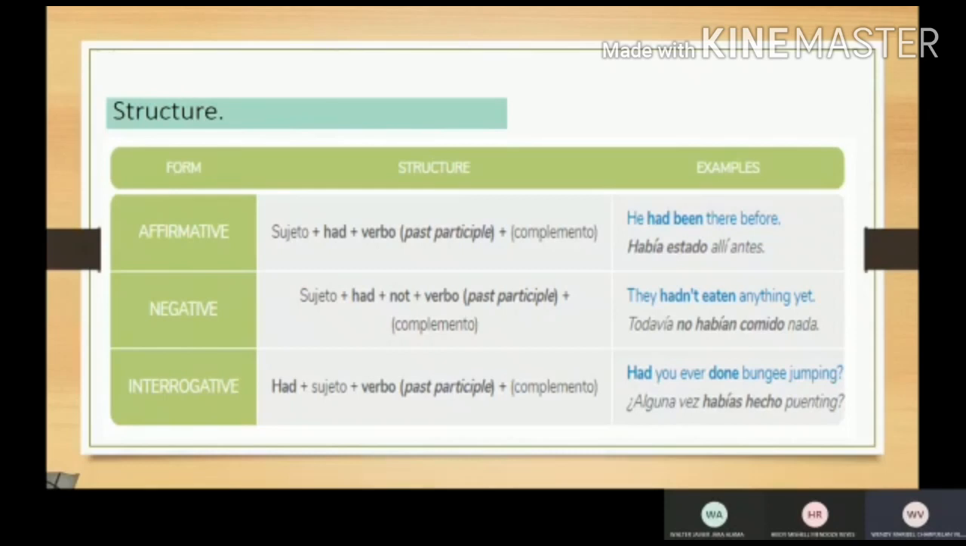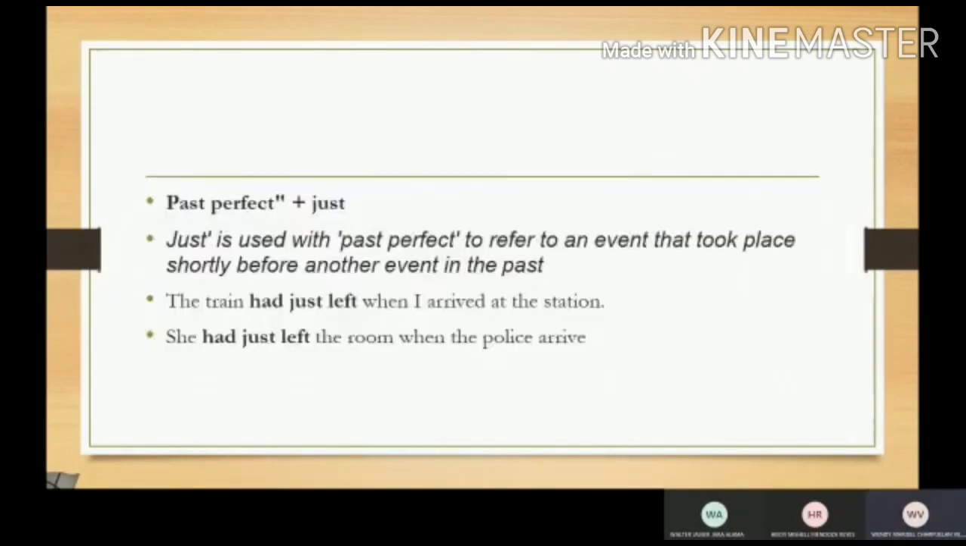Past perfect plus just. Just is used with the past perfect to refer to an event that took place shortly before another in the past. Example: the train had just left when I arrived at the station. She had just left the room when the police arrived.